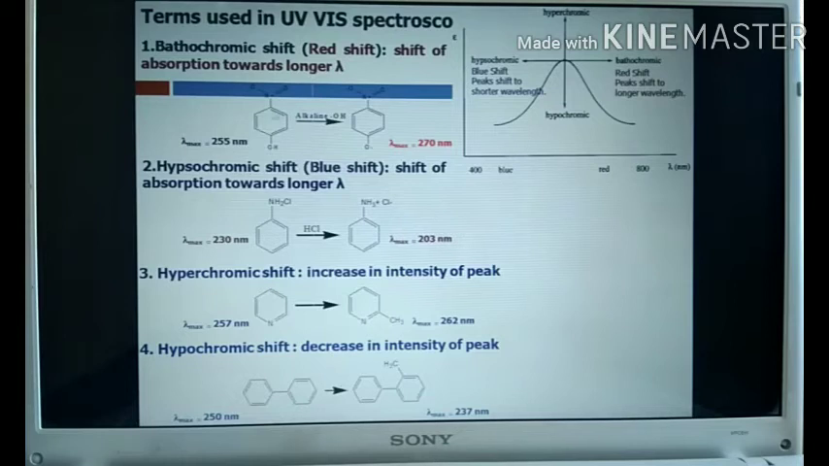Now, for example, take p-nitrophenol, lambda max 255 nanometer, which reacts with alkaline OH, that means a base. What will happen here? This hydrogen gets abstracted by the base and it becomes a phenoxy anion. In the phenoxy anion, the lone pair of electrons on the oxygen will be in conjugation, isn't it?